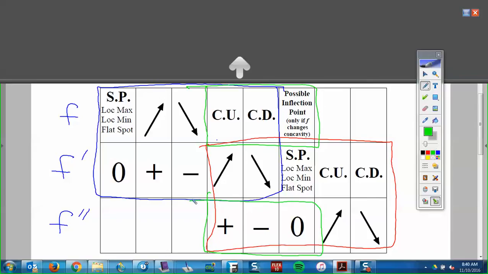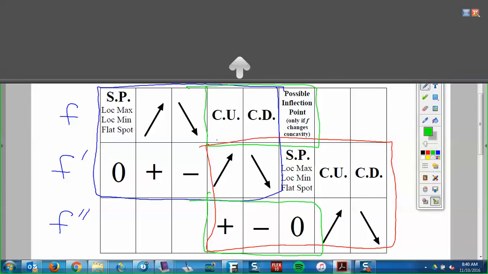So just because F double prime is 0 doesn't mean F prime is a local max or min. It could be, but it might not be. So it's a possible inflection point if F double prime is 0. Well, let's talk about this.